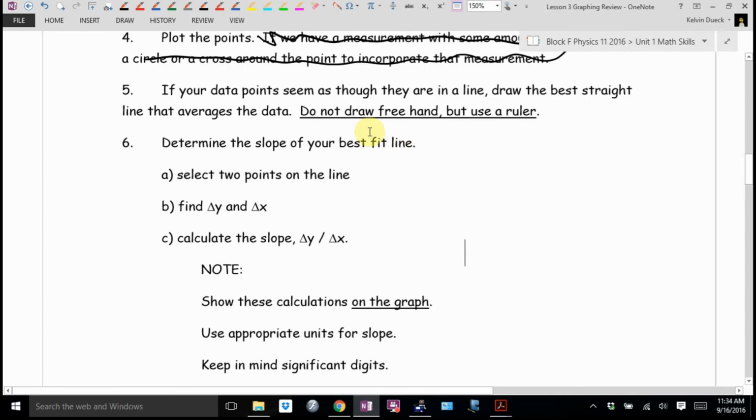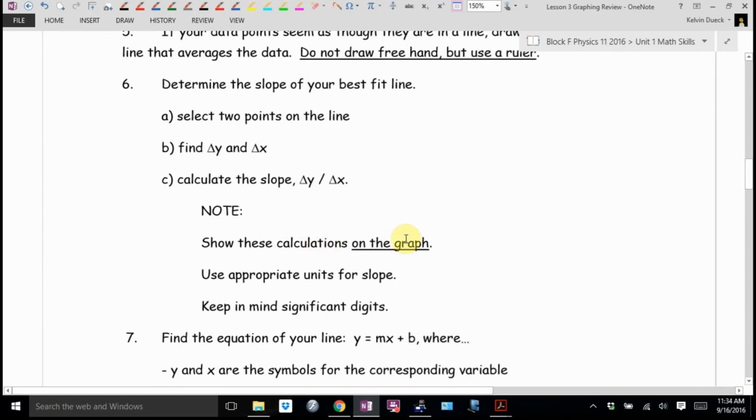Then you're going to find the slope of your best fit line. How? You're going to pick 2 points. You're going to find the rise and the run, the delta y and the delta x, and find the slope. Note, please show me these calculations somewhere, either on the graph or beneath the graph, but show me how you found the slope. Use appropriate units for slope. You can also scribble out this one. We're not going to worry about sig figs.